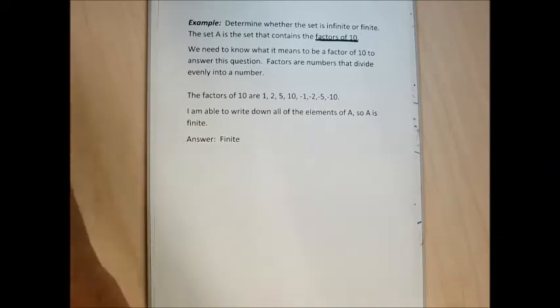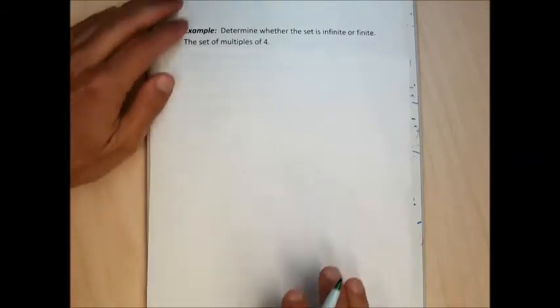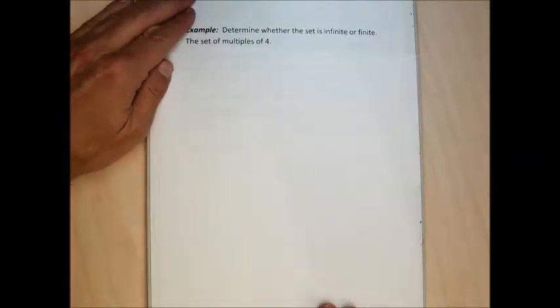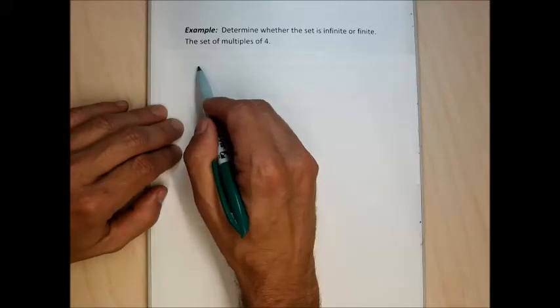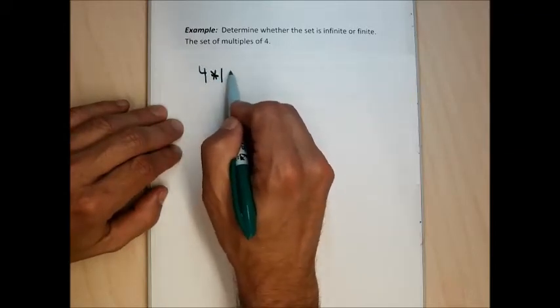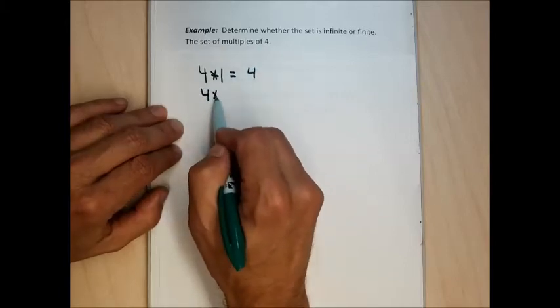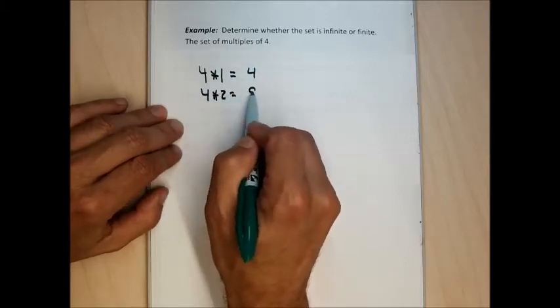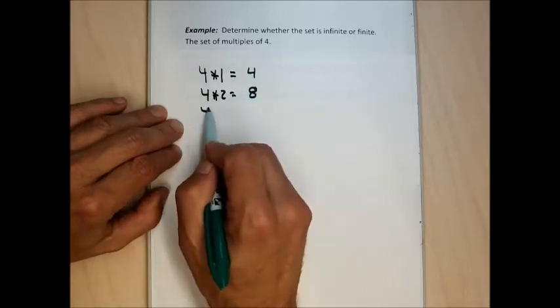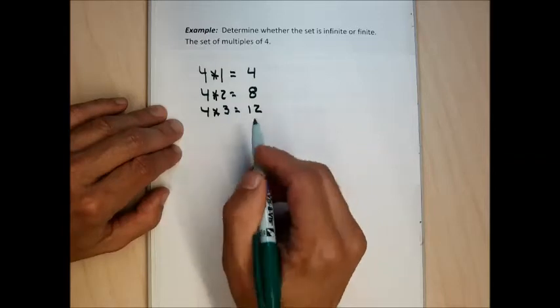The next problem uses the word multiples, and multiples and factors are very different. Determine whether the set is infinite or finite: the set of multiples of 4. The multiples of 4 are all the integers times 4. So 4 is a multiple of 4. 4 times 2, which is 8, is a multiple of 4. 4 times 3 is 12, which is a multiple of 4.